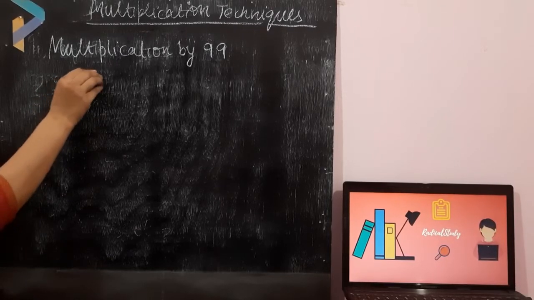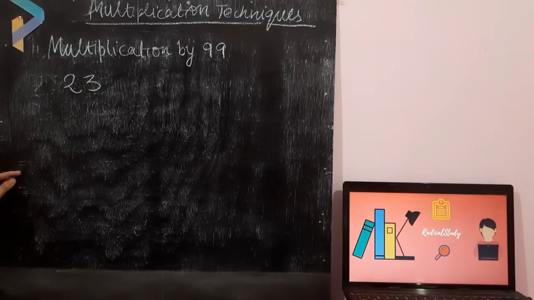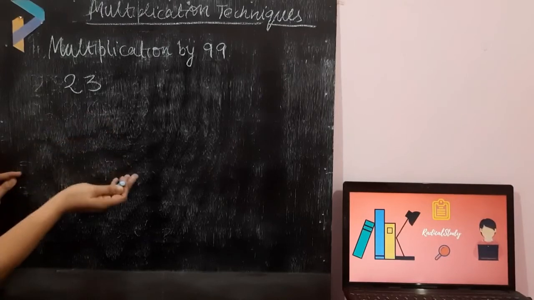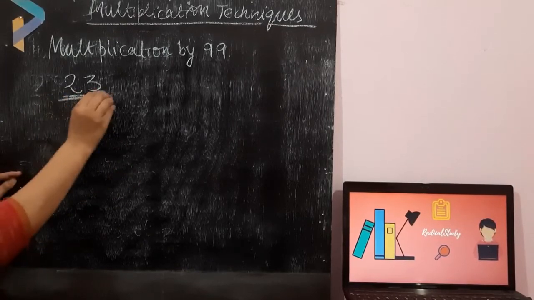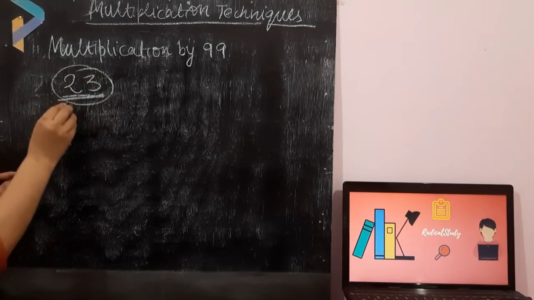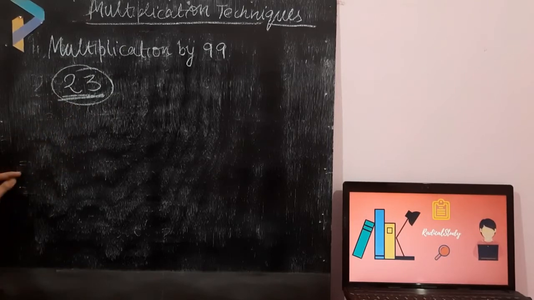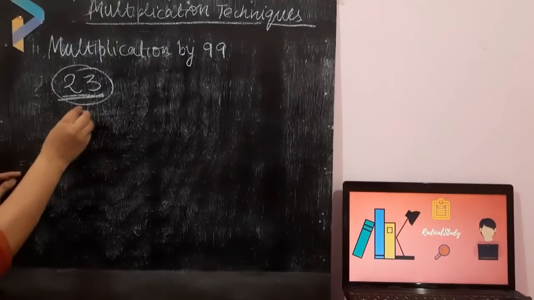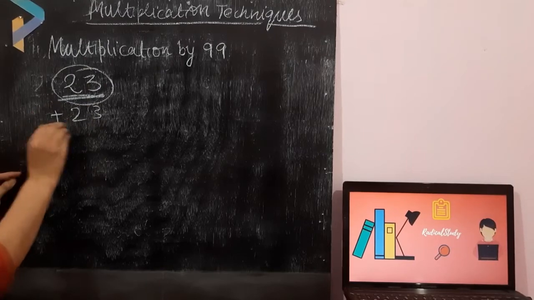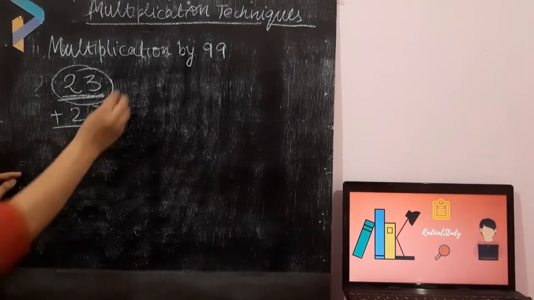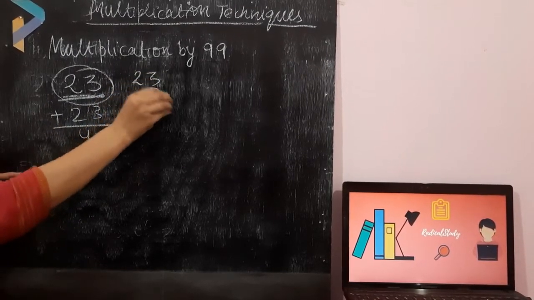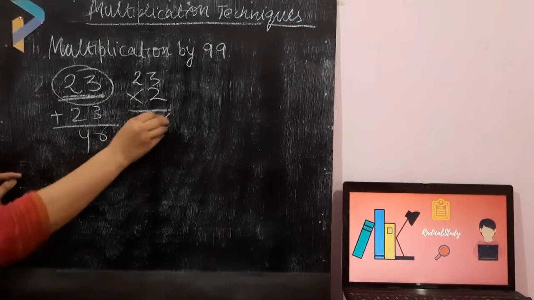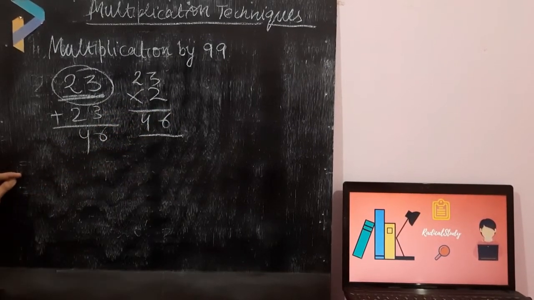For example, if it is written 23 and it is asked from you that you have to double the number, then how will you double? Double means you have to do it twice. Twice means 23 plus 23, it will be 46. Either you double the number or you multiply it by 2. The answer will be the same in both the cases.